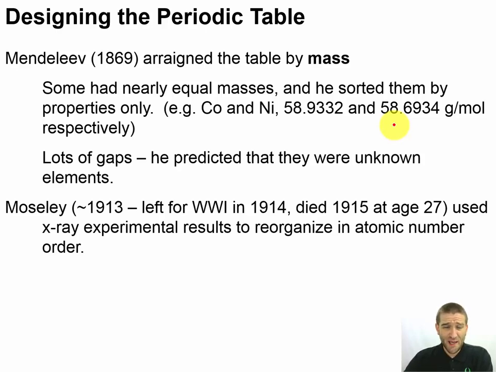He actually came up with this result in 1913 based on some X-ray experimental results that he also interpreted to give a lot of other information to researchers as well. Left for World War I in 1914, and then died in 1915 at the age of 27. So you can see he was a pretty young scientist as these things go. And had he survived a little bit longer, he'd probably be one of the really big names that you knew from Chem 1. I just thought I'd highlight him as a result, give him some of his due.